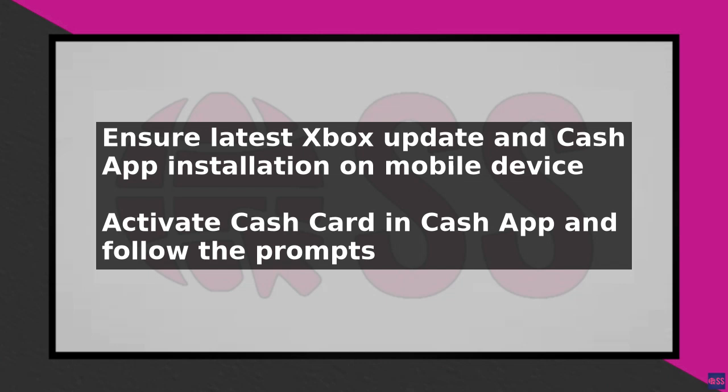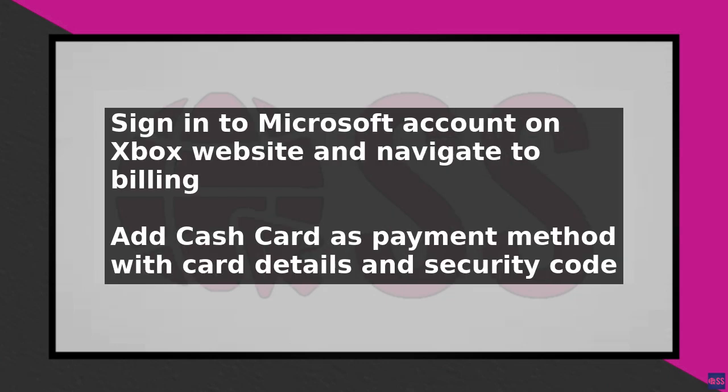Once activated, go to the Xbox website and sign in to your Microsoft account. Navigate to the payment and billing page. Then click on Add a payment method and select credit or debit card. Enter your cash card details, including the card number, expiration date, and security code.